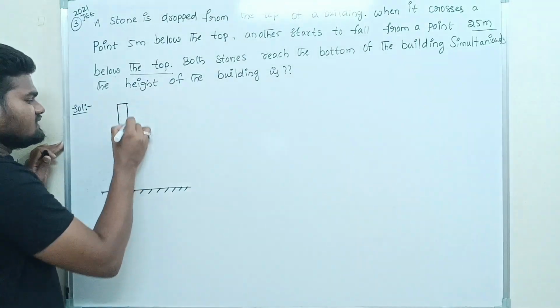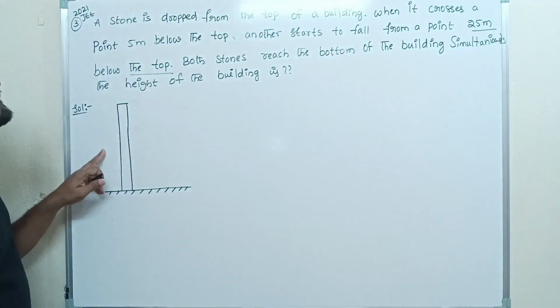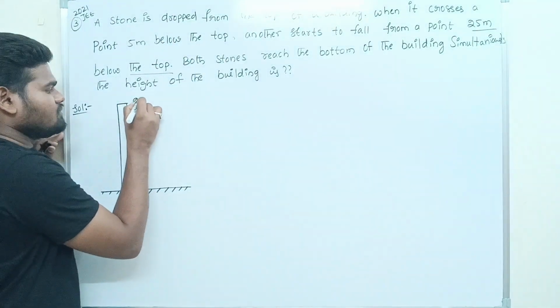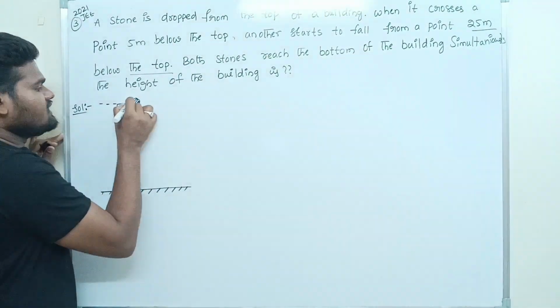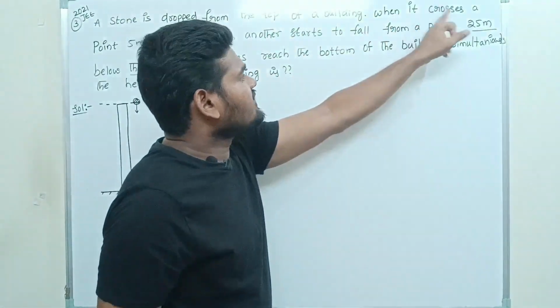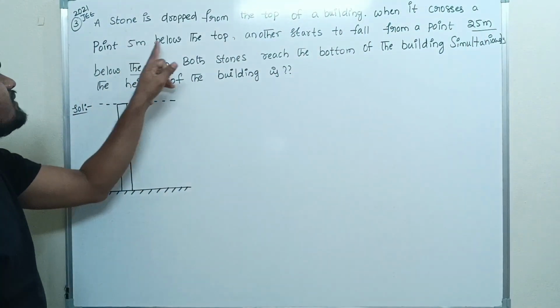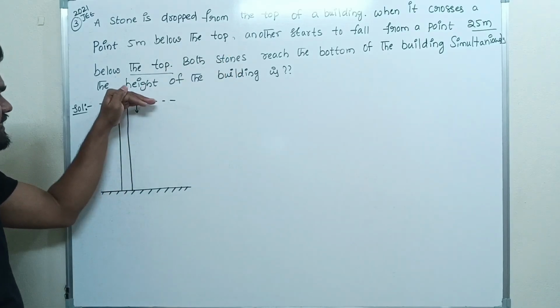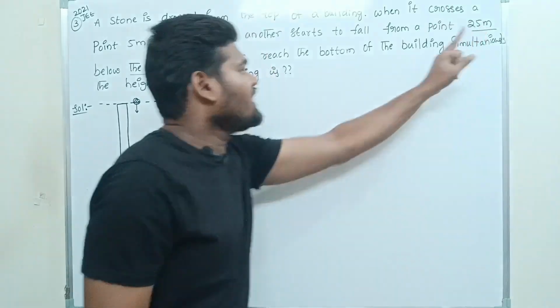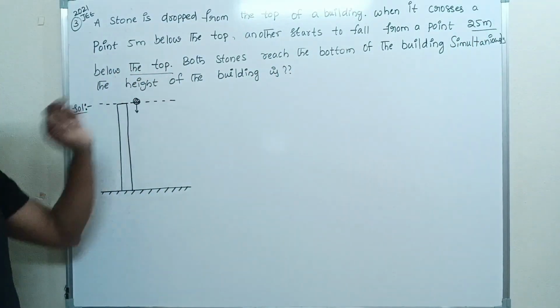So what is this? This is a building. So from this building, a stone is dropped. From this building, one stone is dropped like this. So this is what? Top of the building. And when it crosses a point 5 meters below the top, another starts to fall from a point 25 meters below the top.